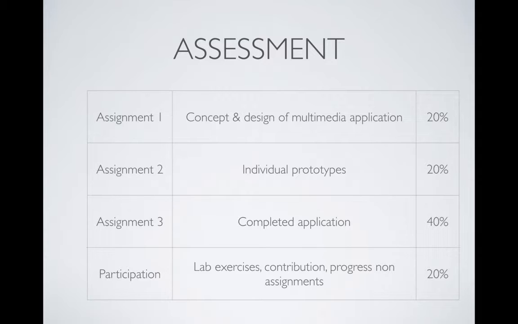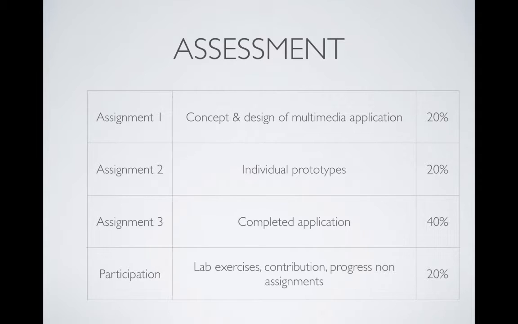So assignment 1 is basically outlining what kind of interactive media application you want to build, you want to construct, and that's worth 20%. So you're basically just specifying, sketching out ideas. Assignment 2, you create prototypes of the multimedia application you specified in assignment 1. For any specification you come up with, there are multiple ways of achieving that, and individually you will construct prototypes in order to explore those different ways of approaching things.